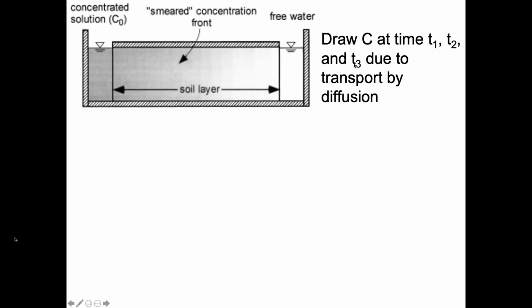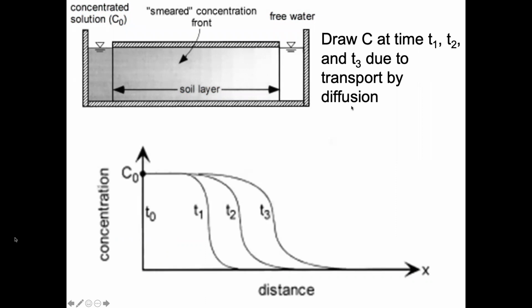Then we can think about drawing our concentration at time 1, 2 due to transport by diffusion. In this instance, we have our distance here, we have our concentration, and we can say, okay, at T1, T2, T3 in the X direction, this is going to be the concentration of our solutes as we move through there, okay?